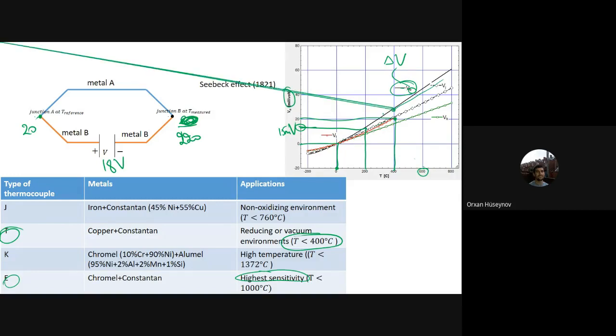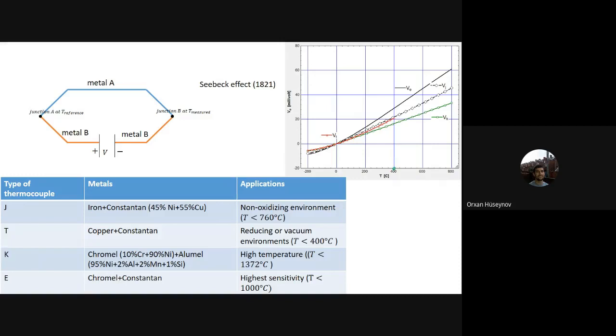It has changed. Let me erase all of these to show it clearly. If you move from 200, 400 to 600, you will have this amount of millivolt change. You see, but for other thermocouples, say for the K thermocouple, which is this one, you go from 400 to 600, you have this amount of change.